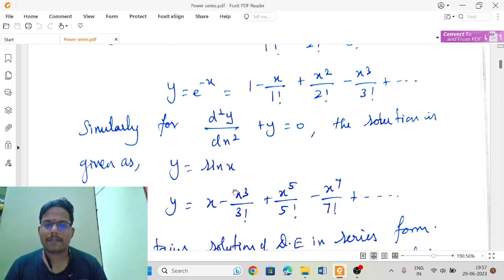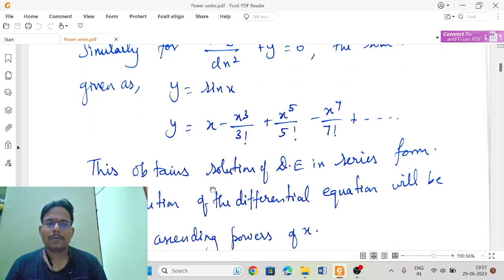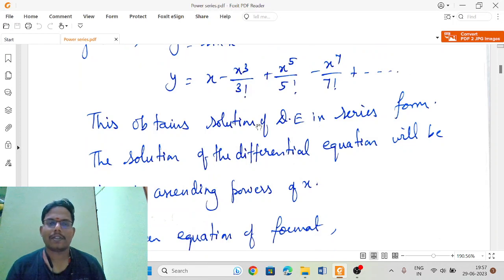Second question we have is d square y by dx square plus y equal to 0. The solution is given as y is equal to sine x. Obviously, sine x is also expressed in terms of series, right? So this obtains the solution for the differential equation in series form. The solution of the differential equation will be a series of ascending powers of x. This is true for all the solutions.